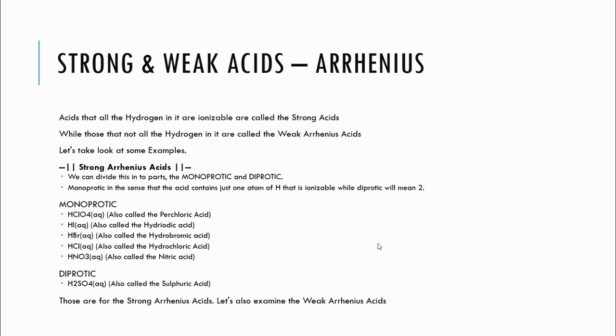So then we have hydroiodic acid, hydrobromic acid, hydrochloric acid, HNO3, the nitric acid. Everything must be in aqueous state for it to be an Arrhenius acid. And for the diprotic acid, we have H2SO4. So those are the strong Arrhenius acids, the strong ones, because they ionize completely in solution.